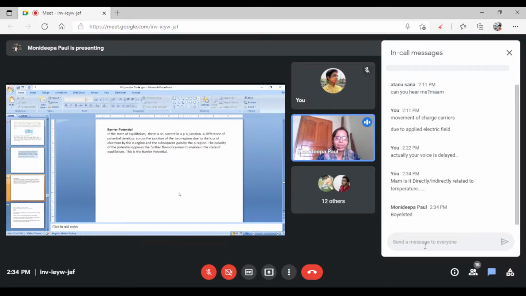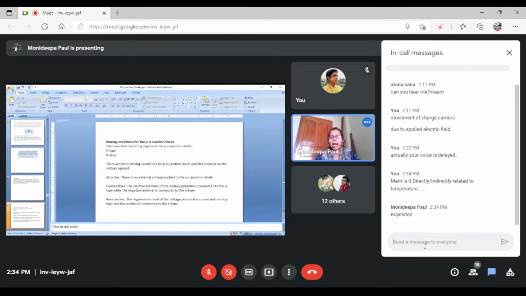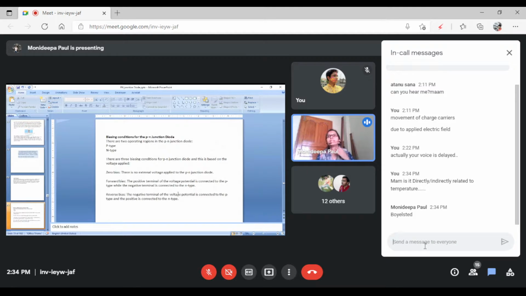Okay. Then the next point, biasing condition. When we discuss the biasing condition, that means we apply an external voltage. Up to this point, we were not applying external voltage to the semiconducting device or material. Here we apply the external voltage. In the P-type and N-type regions, three types of biasing are there: zero bias, forward bias, and reverse bias.